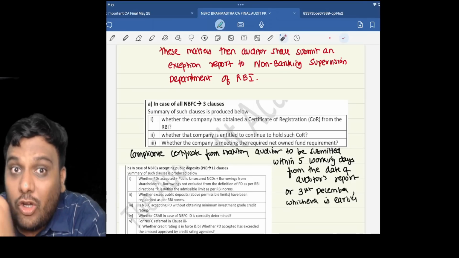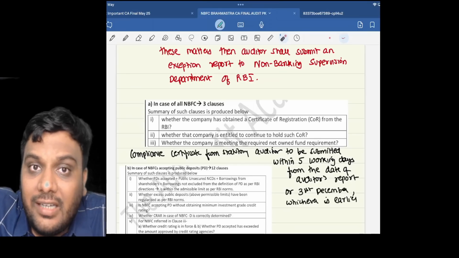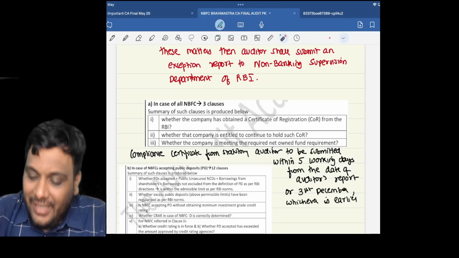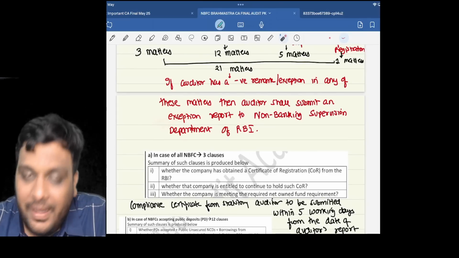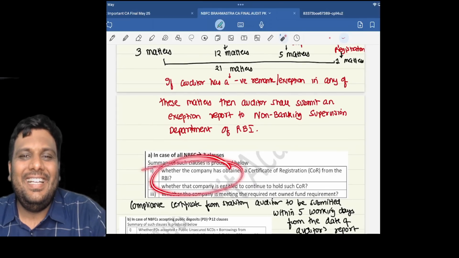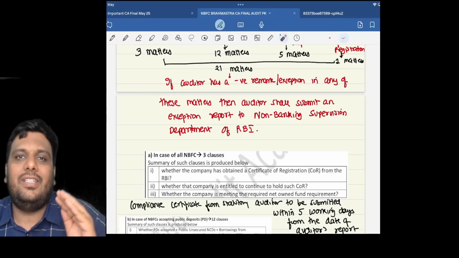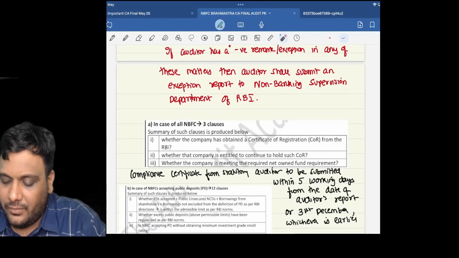What if the company has not obtained registration from RBI? One thing, negative remark in CARO clause 16A. Second, an exception report will be submitted to RBI because this inquiry we are supposed to conduct. So normally this adjustment everyone forgets. People only remember CARO clause 16. That is why they lose marks.